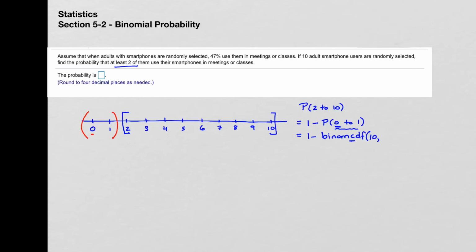Our number of trials is 10. Probability of success is 0.47. And our maximum number of successes is 1. So when I calculate this, I get 0.9827. So very high probability that at least 2 people would use their smartphones in a meeting or class if the probability of an individual using one is 47%. So that's how you do that problem.